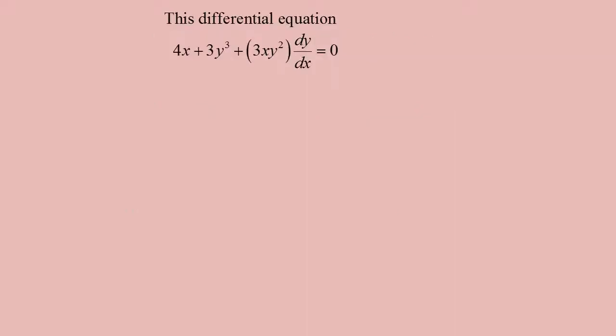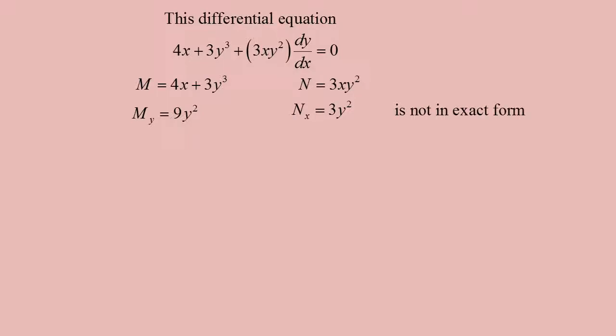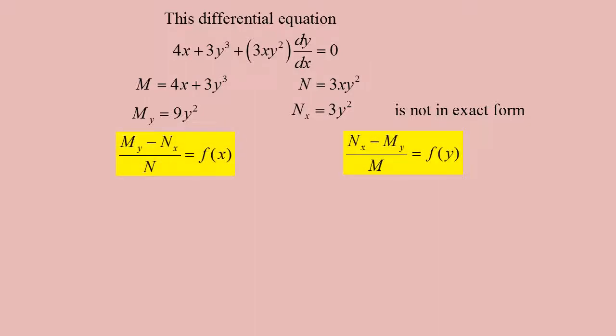So here is a differential equation. You notice that if we do the derivative of m with respect to y and the derivative of n with respect to x, they are not the same. Therefore, it's not in exact form. Can we put it in exact form? Well, these are the two things that we would check. If either of these works out, then we can put it into exact form.